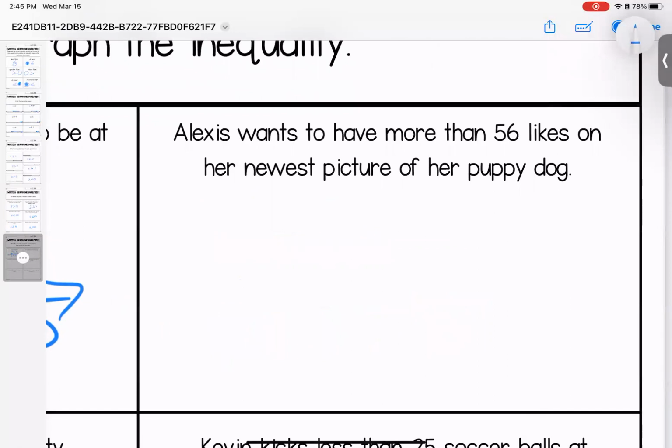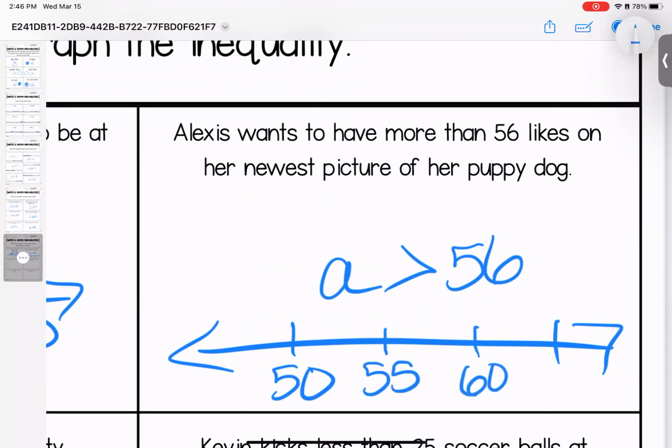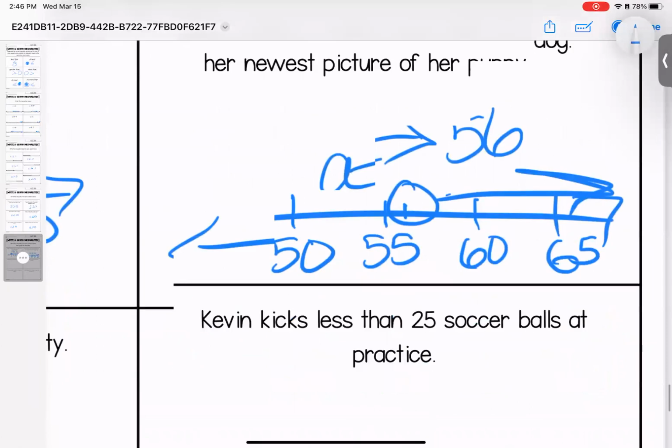Alexis wants to have more than 56 likes on her newest picture of her puppy. So she wants to have more. So if we're doing it here, let's do 50, 55, 60, 65. So we're going to say 56 is right here. And our arrow is going that way. It's open because it's not or equals to.